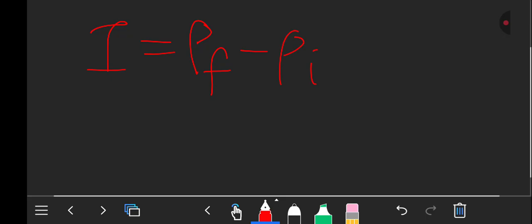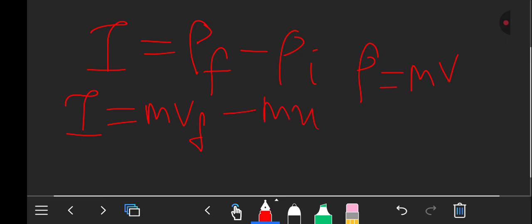But we know momentum is equal to mass multiplied by velocity. So impulse will be equal to the mass multiplied by the final velocity, minus mass multiplied by the initial velocity. So you can also use this formula to calculate impulse in a situation whereby you've been given the mass, the final velocity, and the initial velocity.